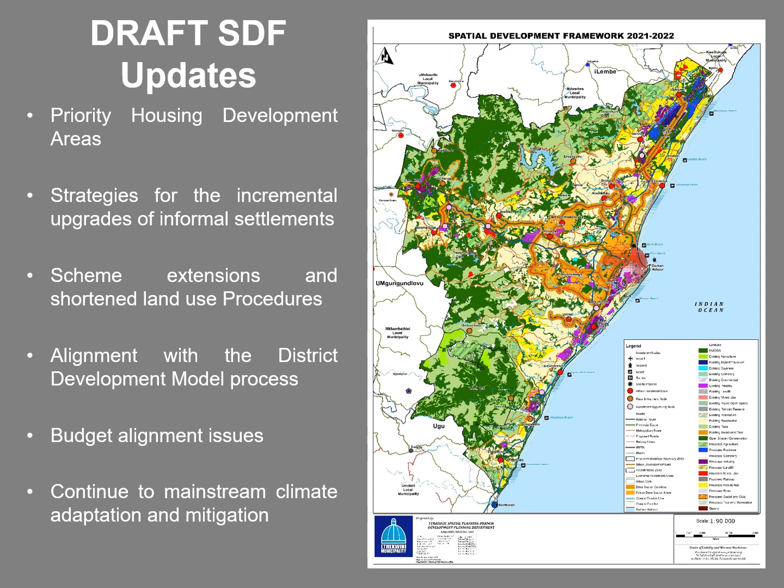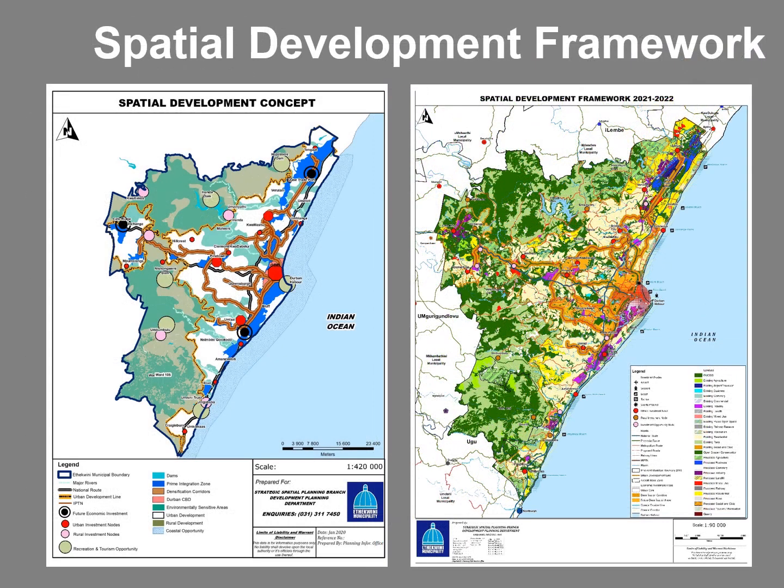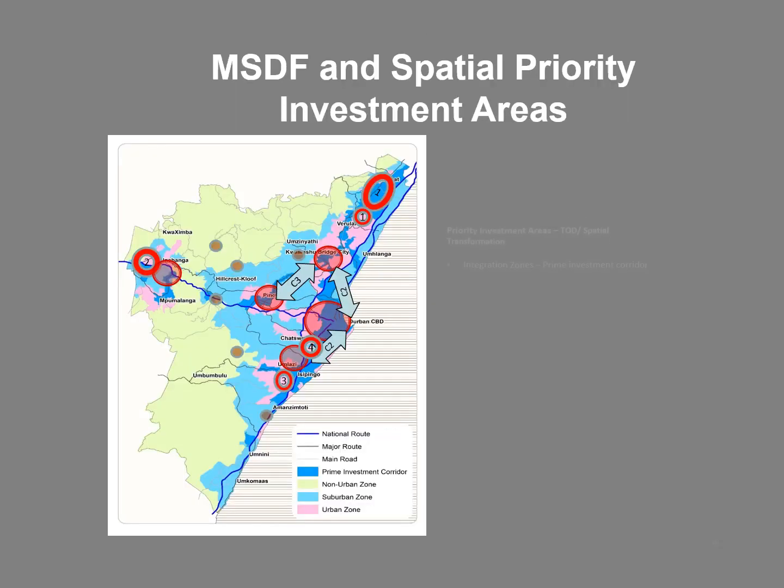eThekwini municipality continues to actively mainstream climate adaptation and mitigation in the SDF and continues monitoring and evaluating the spatial outcomes of the spatial development framework proposals. The SDF promotes a compact city with the strategic focus on protecting environmentally sensitive areas, promoting agricultural development and limiting sprawl in rural areas, and focusing on higher intensity development in urban nodes or town centers along public transit corridors and spatially targeting the urban core and integration zones.